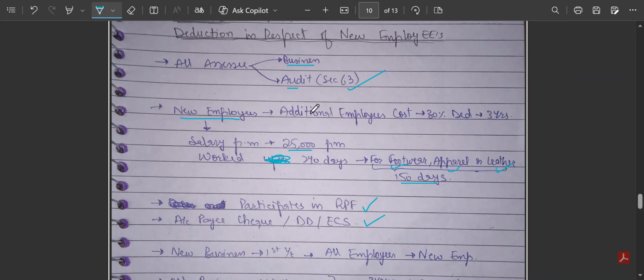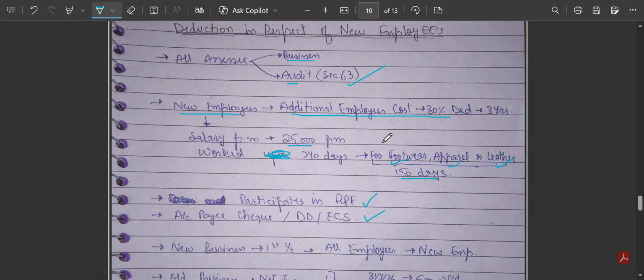Then what will be the amount of deduction? The deduction the SSC will get will be 30% of the amount paid to such employees, and it will be spread over 3 years. Means if we pay like 10 lakh rupees of additional employee cost this year, then we'll get 30%, which is 3 lakh rupees in the current year, and 30% in the next year, and 30% in the year after.